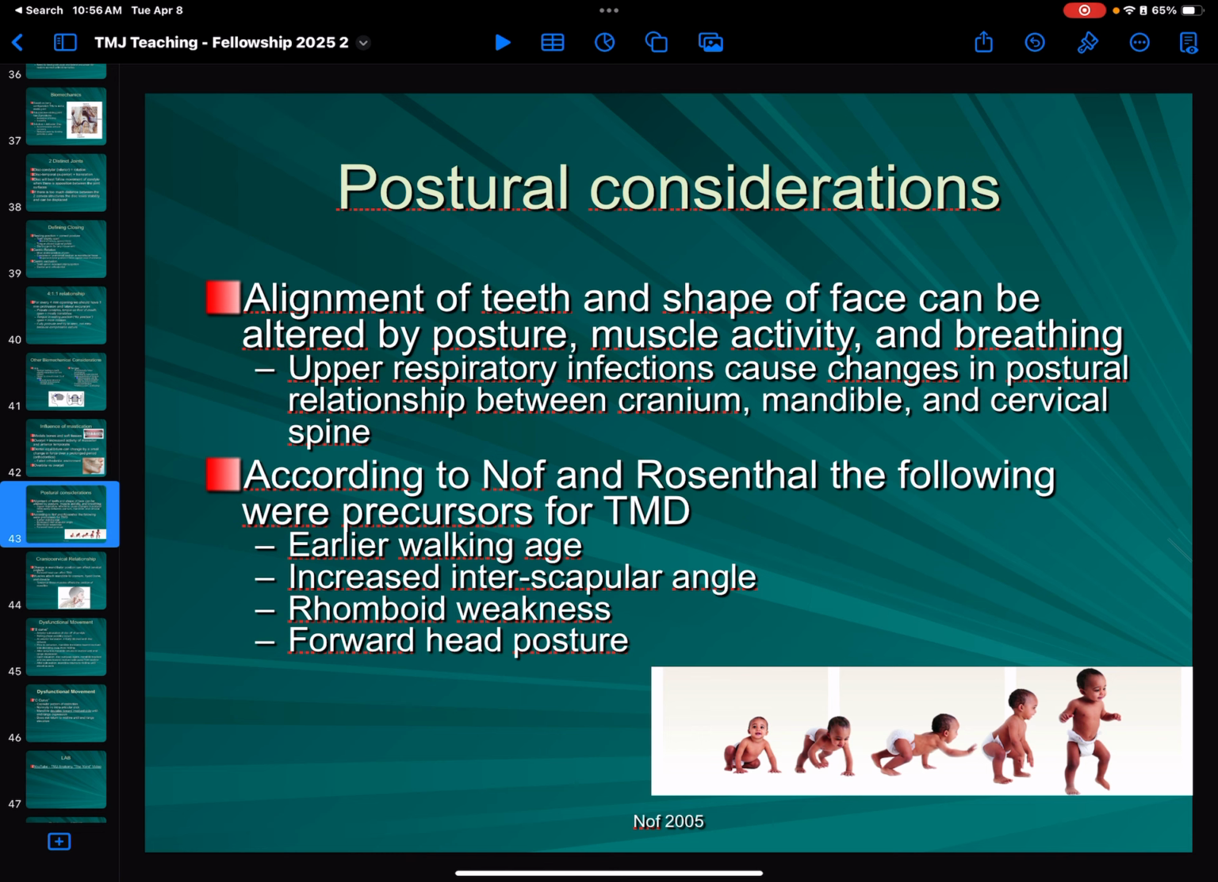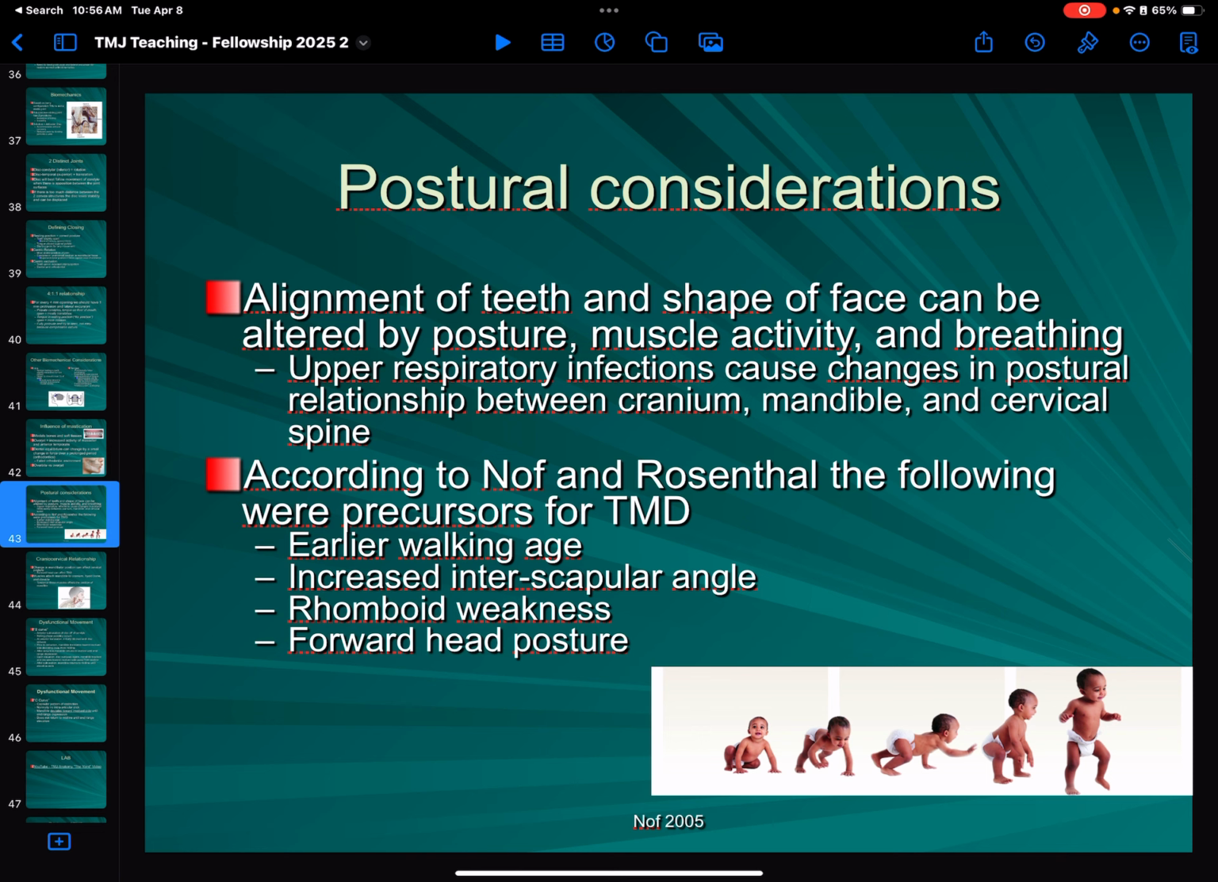And so, all my other kids, I was always about prone, right? We know that. But she hardly crawled at all. She just kind of skipped that stage. And so to develop that early strength is super important. The increased interscapular angle, rhomboid weakness, isn't it crazy?